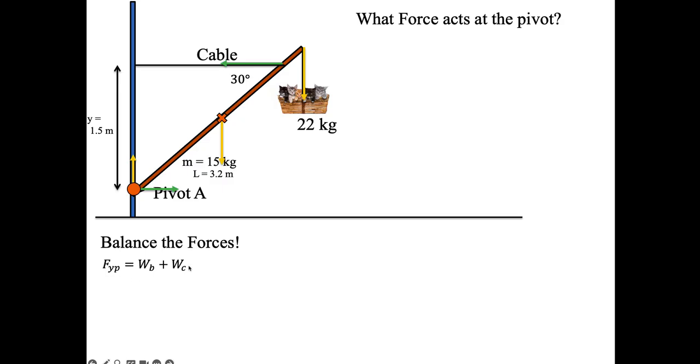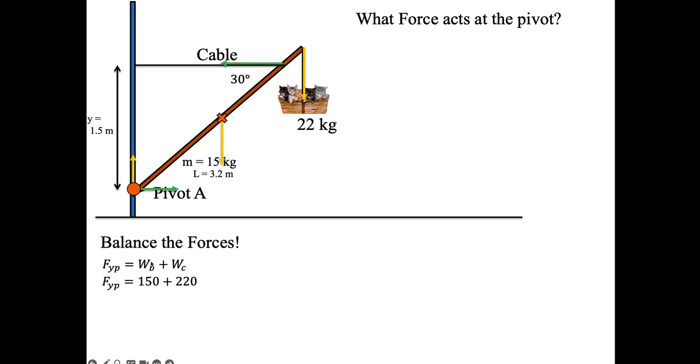So starting with the vertical forces, I've put all the vertical forces in yellow. There's only one vertical force on here that's up. So the Y part of the pivot force must be equal to the weight of the bar and the weight of the kittens. Okay, so the Y part of the pivot force is equal to the weight of the bar plus the weight of the kittens.